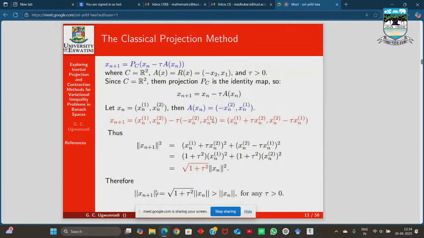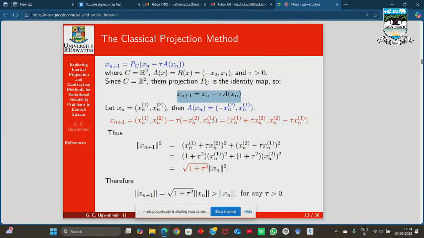Now let us apply this to the classical projection method. Remember that our C, which is closed and convex, is R2. Since C is R2, we see that it will project every point here to itself. So this projection is just the identity operator. So that is why we have this C.